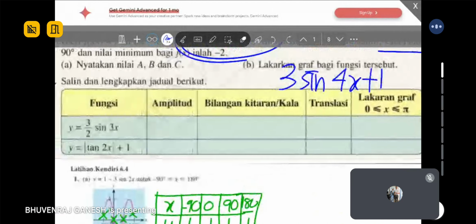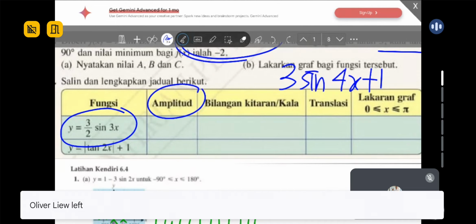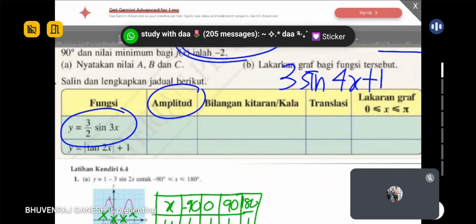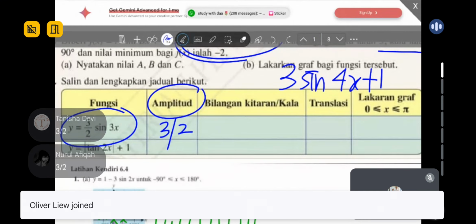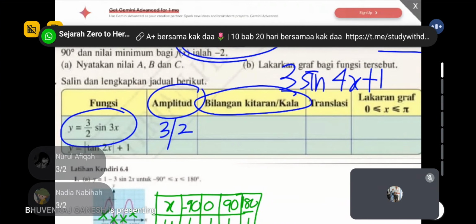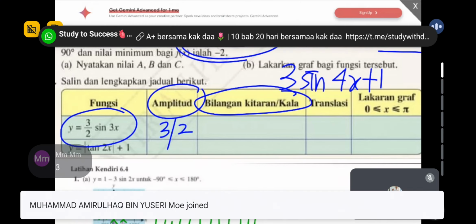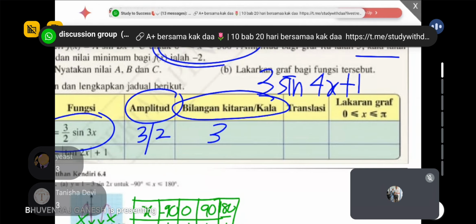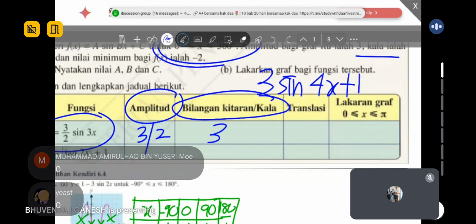So for this one, may I know what is the amplitude for this graph? Can you all tell me? Apa nilai amplitude? Cepat. Faster. This one very simple. Sangat mudah. So what is your amplitude? Yes, 3/2. Am I right? 3/2. How many cycles? Berapa kitaran kat sini? Yes. Refer to your B value. Rujuk nilai B. And then translasi. What is your translation for this one? Very good.